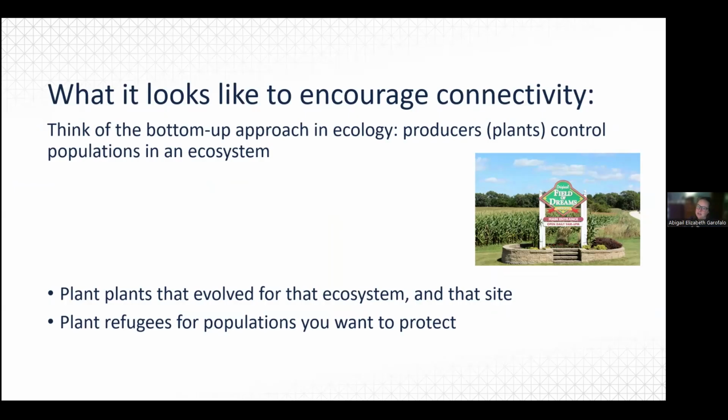And there's this concept in ecology called bottom-up control, or the bottom-up approach. This is the Field of Dreams scenario. I have an image here of the Field of Dreams. If you build it, he will come. Or I think the quote is, they will come. So if you have producers, the plants, those are the ones that are controlling populations in an ecosystem. So that's the thing that we can control best in our home ecosystems.